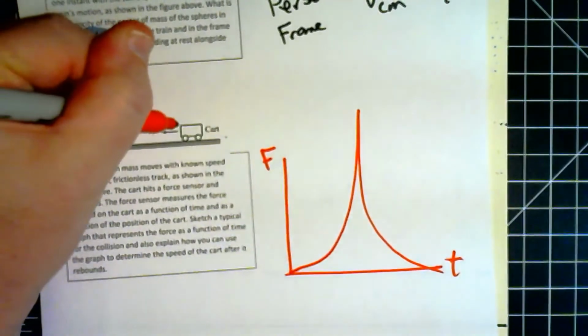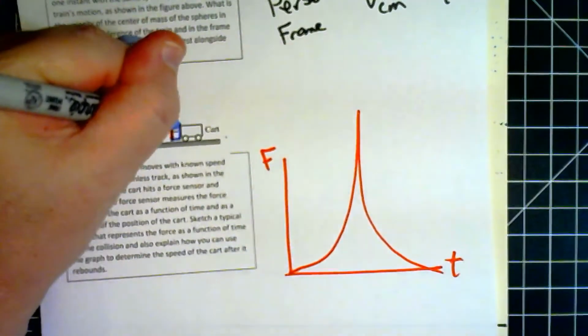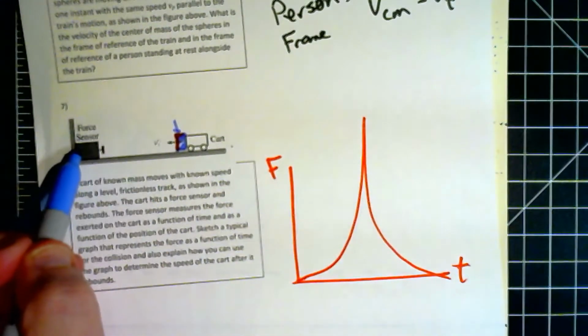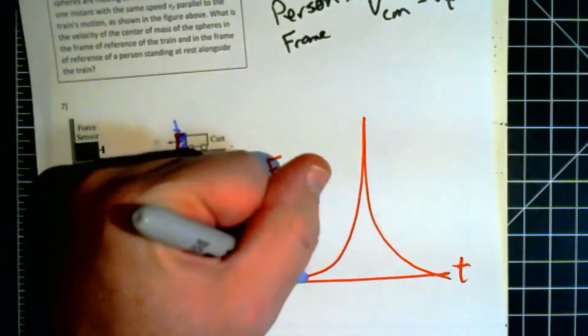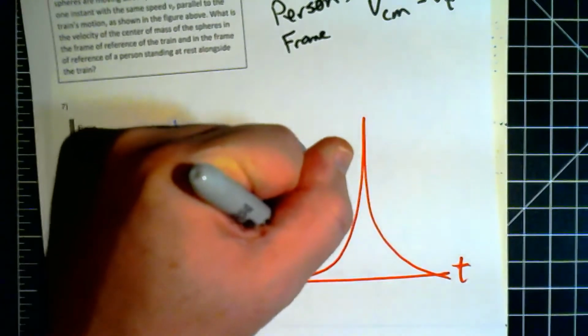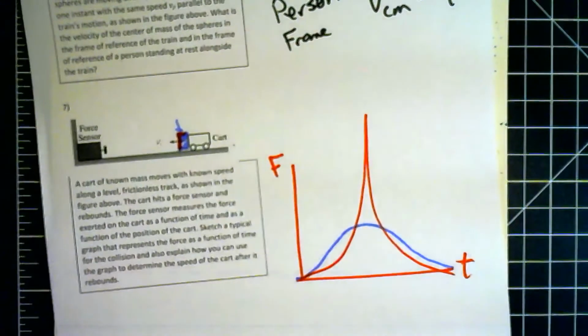Now, if I put a piece of clay on the front of that cart, I think I did this in class. We put some clay on the front of it. Whenever it runs into the force sensor, it kind of changes the way this graph looks. In fact, what happens is with the clay, you don't get this really sharp spike. You get this kind of elongated graph, it spreads it out a little bit and makes that overall maximum force less. And it's just like when you have an airbag in your car or you're landing on a net or something like that. It reduces the overall force.